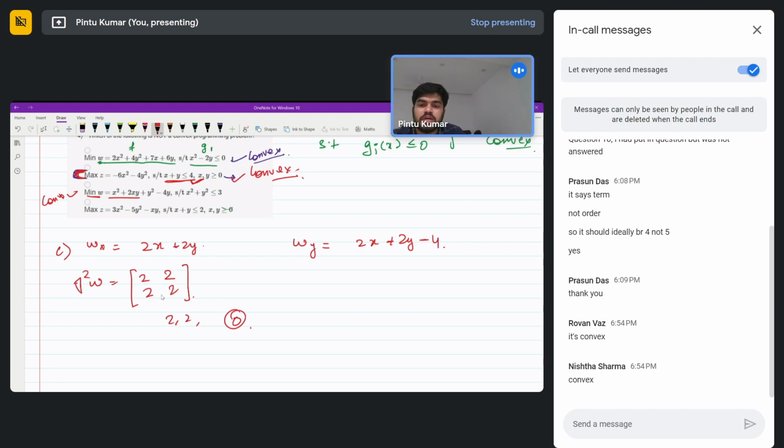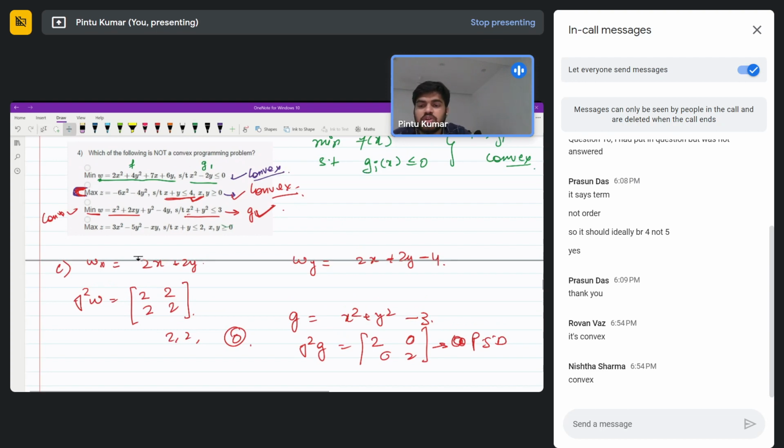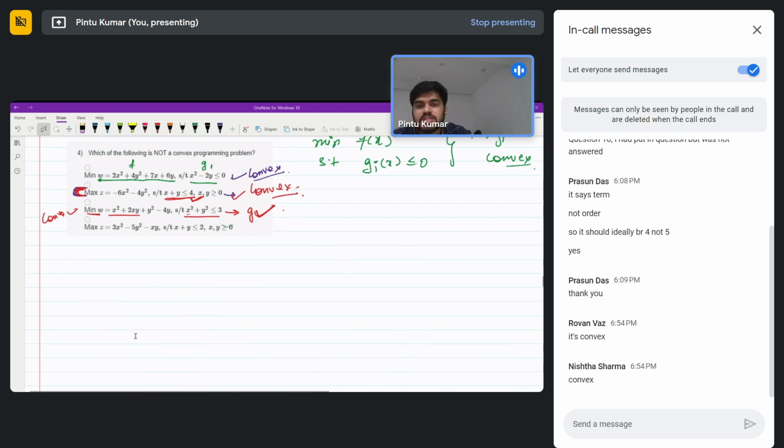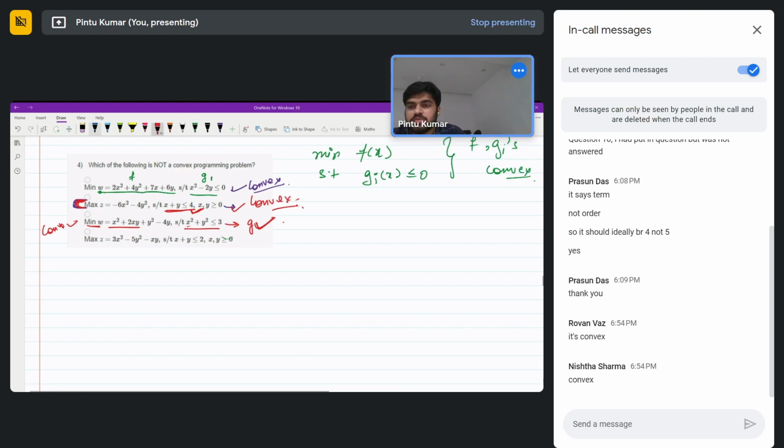Now let's look at the constraint. Let's name it G. So G is x square plus y square minus 3. Okay. So what is the Hessian of G? This is 2, 0, 0, 2. Again, this is positive semi-definite, and hence this is also convex. So only the last part is left, and that should be the one that is not a convex programming problem, but let's attempt the D part also.